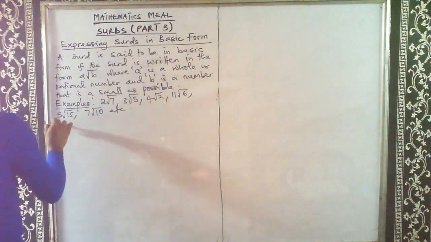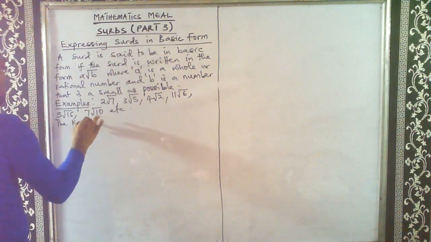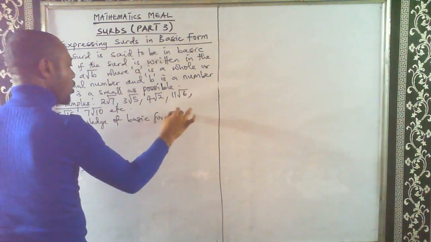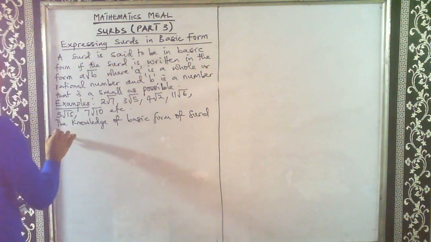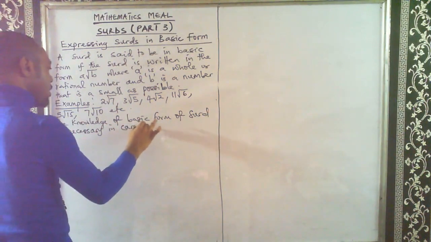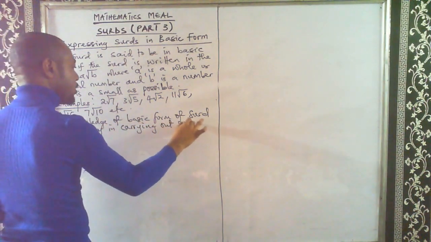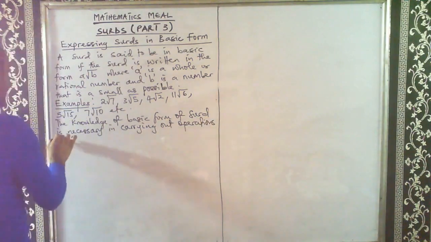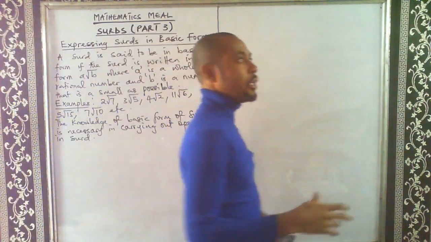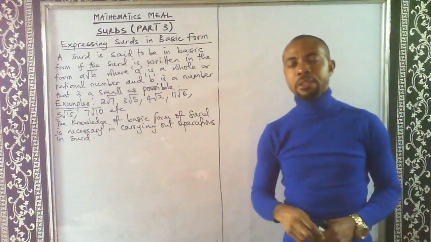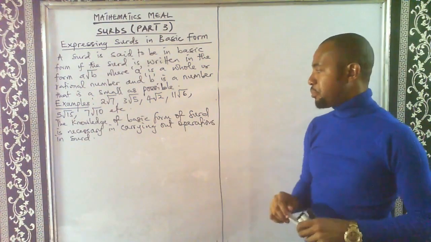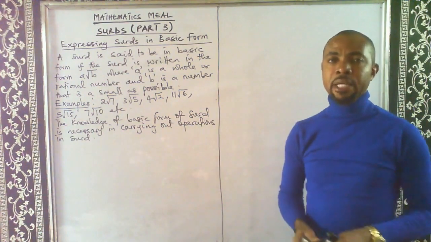So let's say this: the knowledge of basic form of surds is necessary in carrying out operations in surds. So the operations we carry out in surds, like addition, subtraction, multiplication, division, rationalization and so on, the knowledge of basic form will be applied in carrying out these operations.